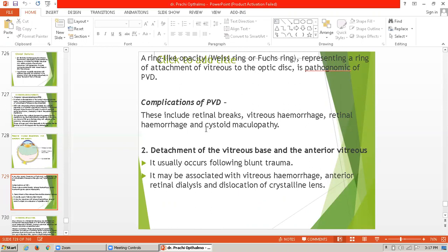So the complications of PVD include retinal break, vitreous hemorrhage, retinal hemorrhage, and cystoid maculopathy. Detachment of the vitreous base and the anterior vitreous usually occurs following blunt trauma, and it may be associated with vitreous hemorrhage. Anterior retinal dialysis and dislocation of the crystalline lens are seen in detachment of the vitreous base and the anterior vitreous.